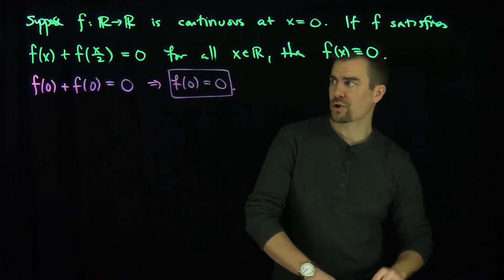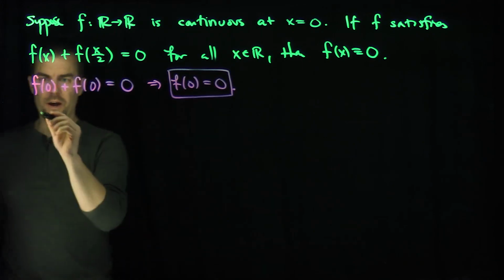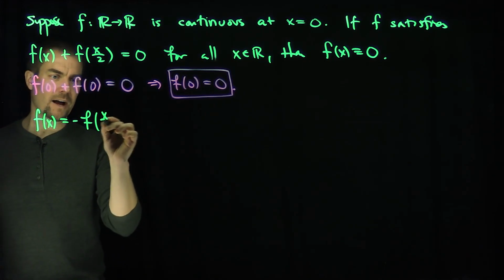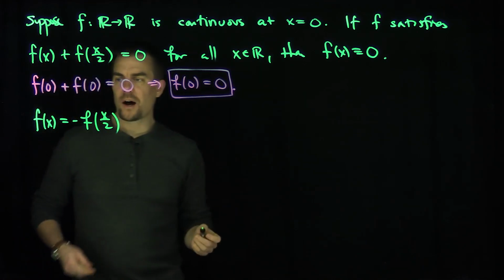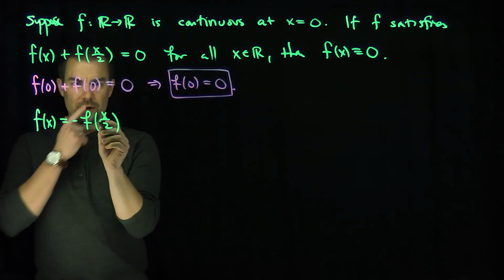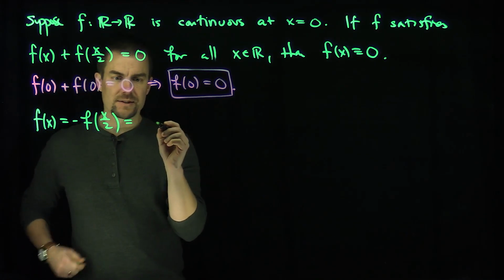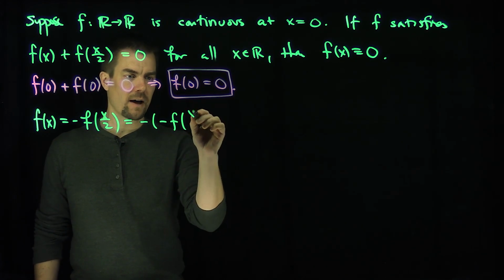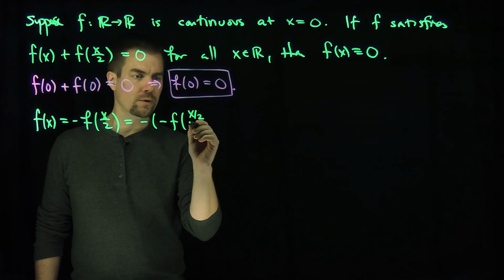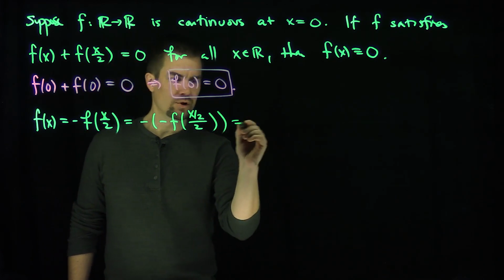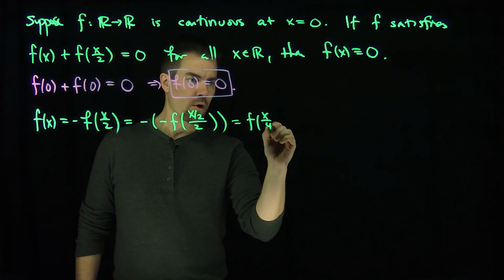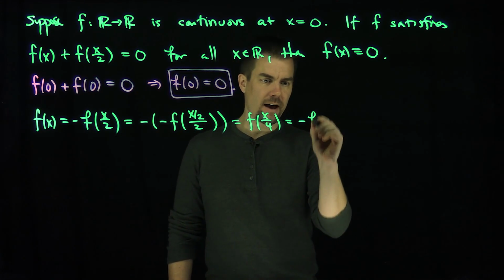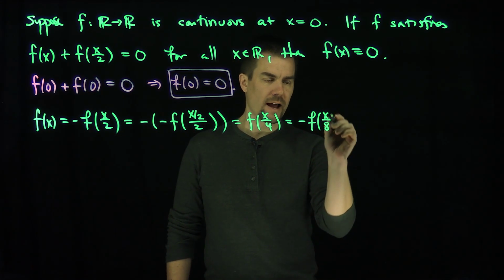Now I can take our recursion relationship and write it in the following way. I can write f of x is negative f of x over 2. But now I can use this recursion over again. I can iterate this and say this is negative f of x over 2, which is positive f of x over 4. I can do the same thing again and say this is negative f of x over 8.